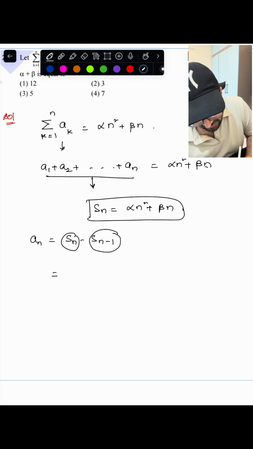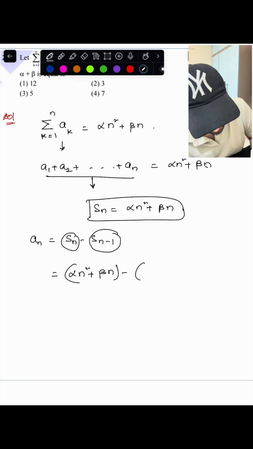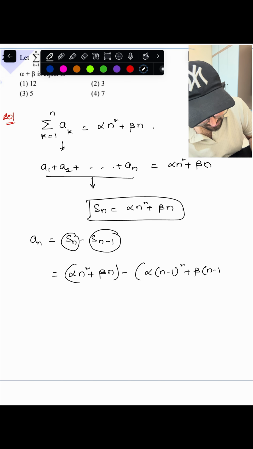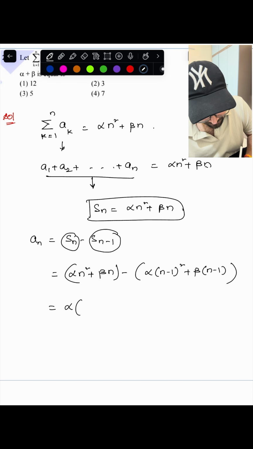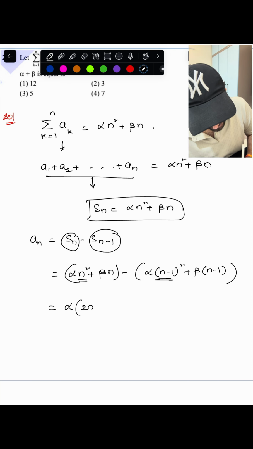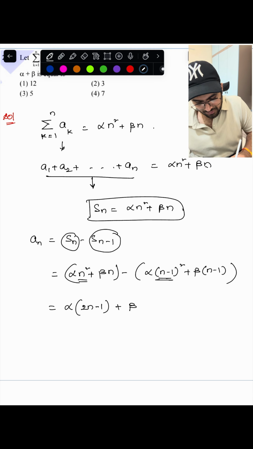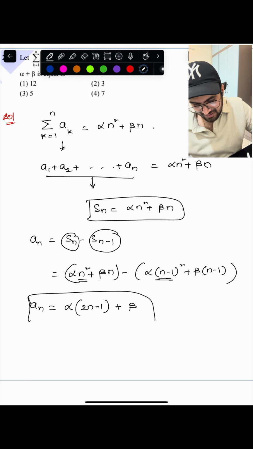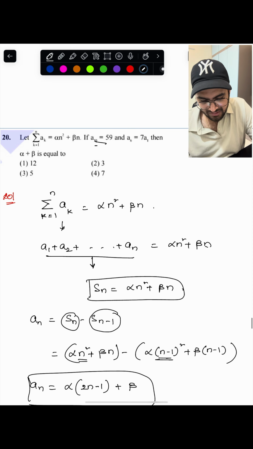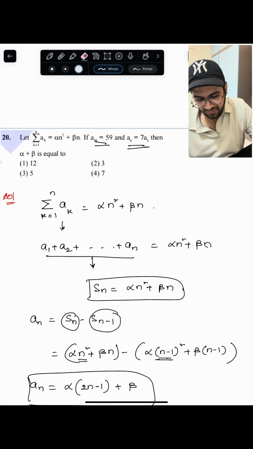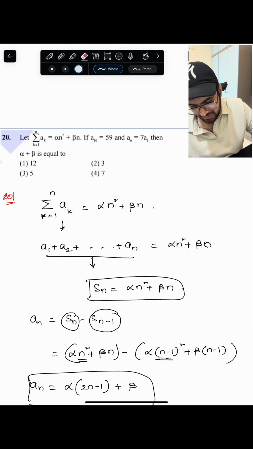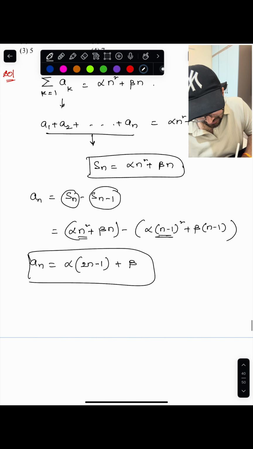So this is alpha n square plus beta n minus alpha times (n minus 1) whole square plus beta times (n minus 1). So alpha of n square minus (n minus 1) whole square means 2n minus 1, plus beta, that's it, beta of n minus (n minus 1). So this is our An. What is given here? A10 is given, A6 is given. Now we need to find alpha plus beta. So substitute A10. A10 is 59.